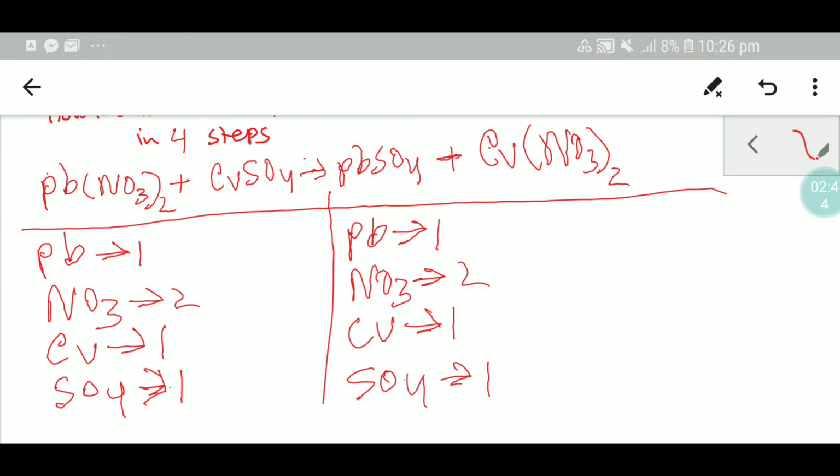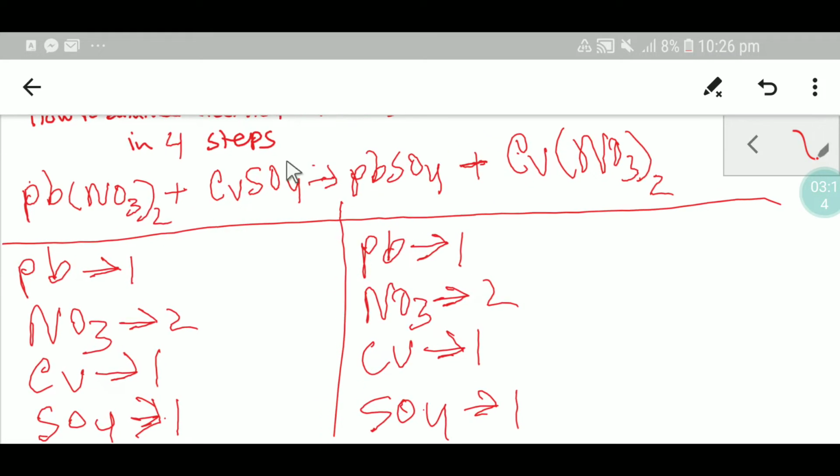In the third step, I have to compare the number of atoms or polyatomic ions. So here we have 1 lead, so lead is balanced. Here we have 2 nitrate, so nitrate is balanced. And here we have 1 copper, so copper is balanced. Here we have 1 sulfate, so sulfate is balanced. So everything is balanced. So you can say that this is the balanced reaction.